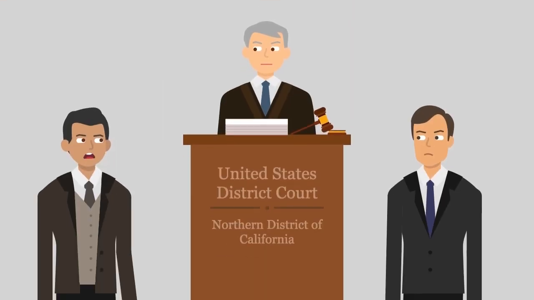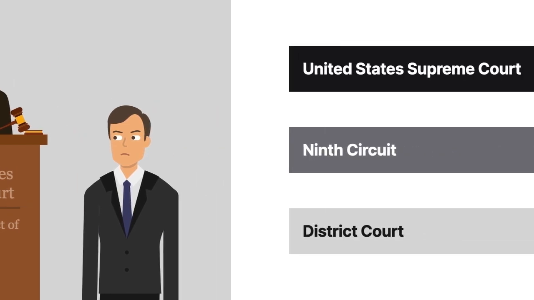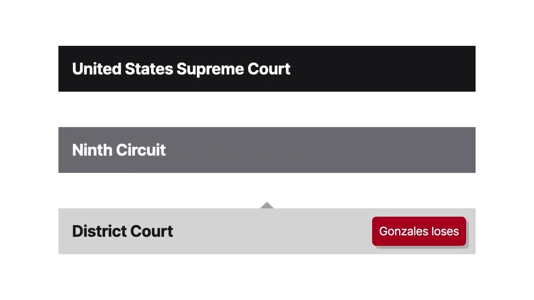Gonzales filed a petition for a writ of habeas corpus against Barber, the district director for the Immigration and Naturalization Service, claiming that he wasn't subject to deportation. The district court dismissed the petition, but a divided Ninth Circuit panel reversed, ordering Gonzales released from custody. The United States Supreme Court granted cert.